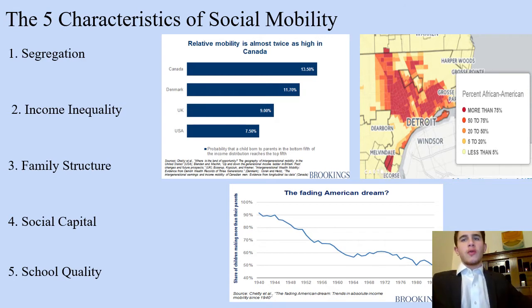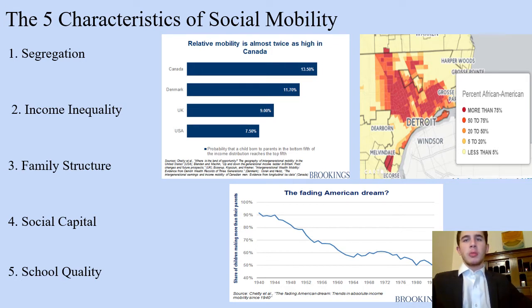According to the work of Harvard economist Raj Chetty, who focuses on poverty and social mobility, there are five primary characteristics that determine social mobility. Number one is segregation. Income and racial segregation have the strongest association to lower social mobility. Long commute times and sprawl are strongly associated with less mobility.